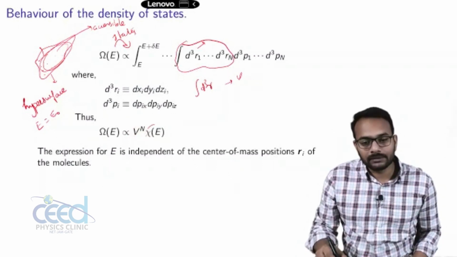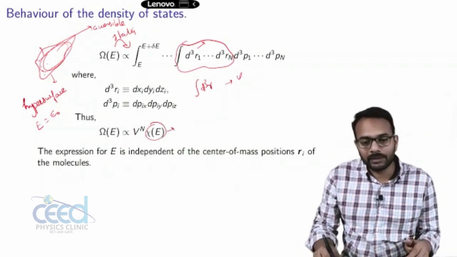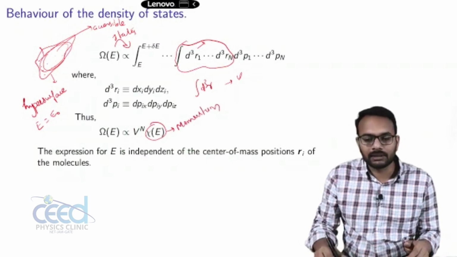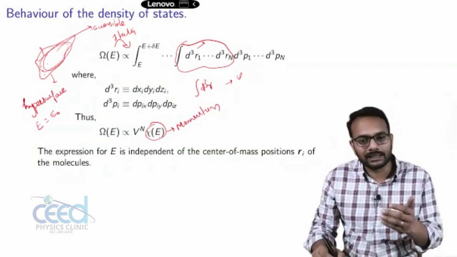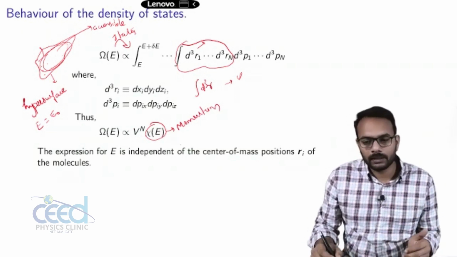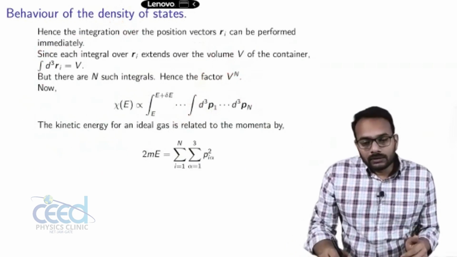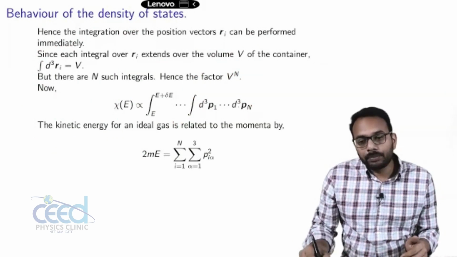Now the phase space volume in the momentum space, I'll simply write it as chi of E. This is the momentum space contribution, chi of E. Let's calculate omega, calculate chi of E. So let's again write chi of E. Chi of E is the integral from E to E plus delta E of dq P1 to dq Pn.